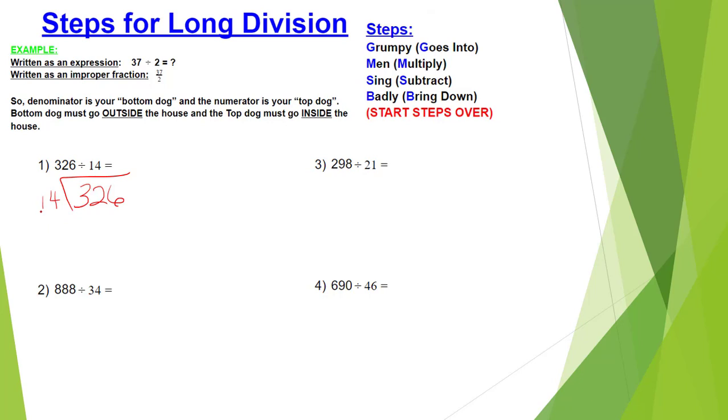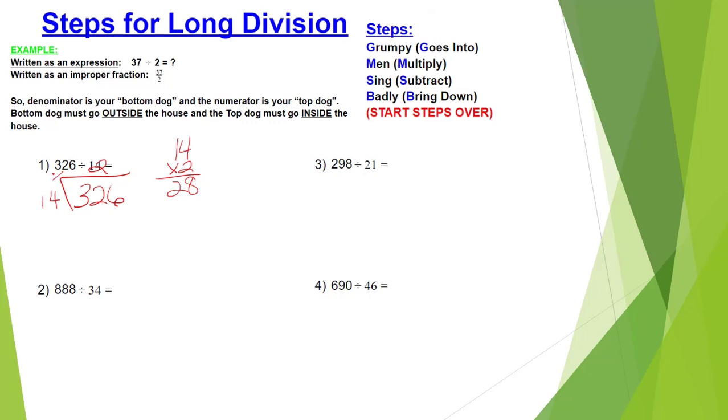So, how many times does 14 go into 32? Well, 1 would be too small, so let's try 2. Let's come over here and see if 2 will work. 14 times the 2. 4 times 2 is 8. 2 times 1 is 2. So, if we did another group of 14s and did 3 groups of 14, it would be too big. So, 14 goes into 32 2 times.